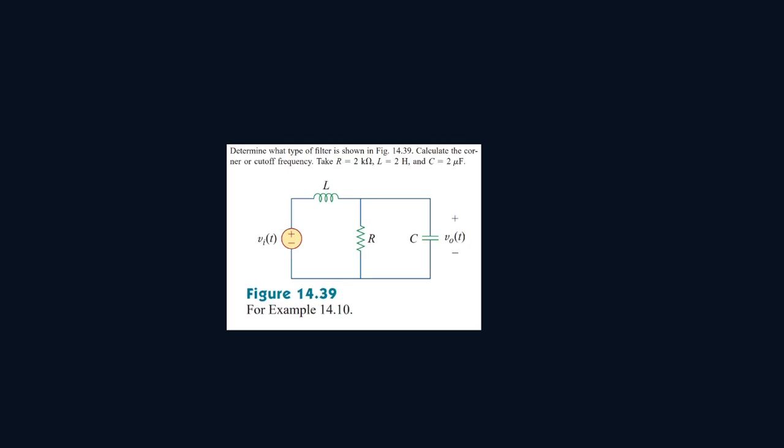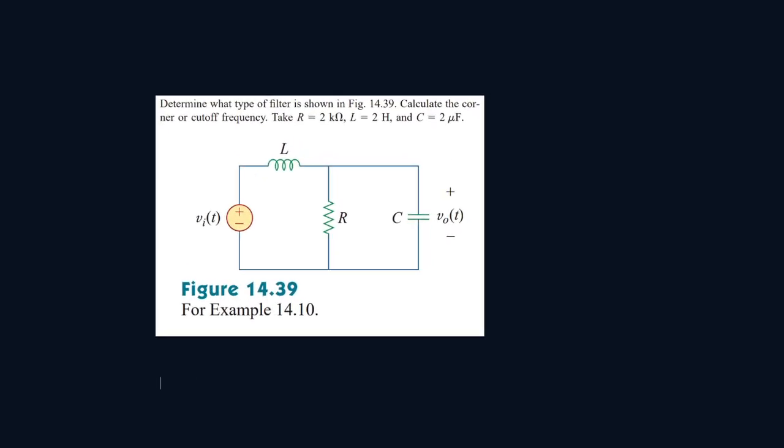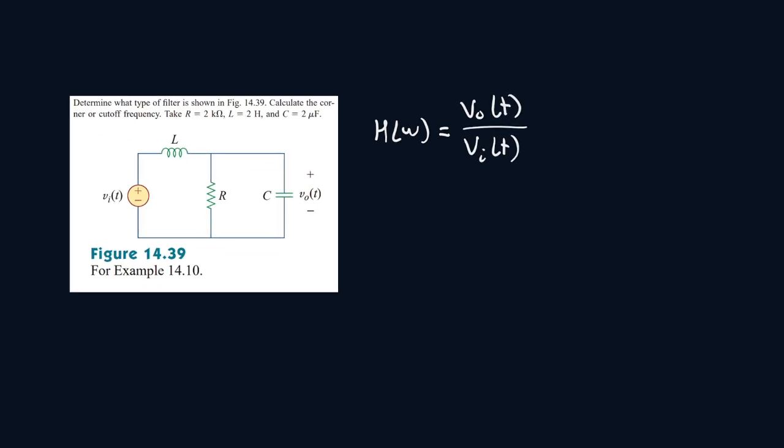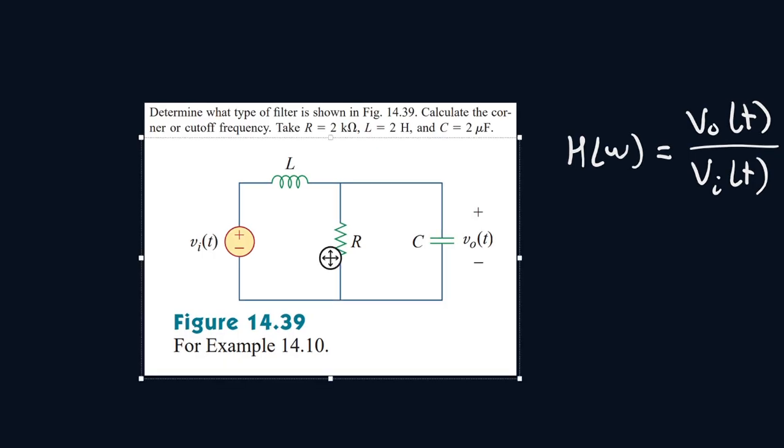Okay, so for the following circuit, we have to find the filter type for the circuit and then calculate the cutoff frequency. To determine the filter type, you're going to need the transfer function, which will be Vo(t) all over Vi(t).